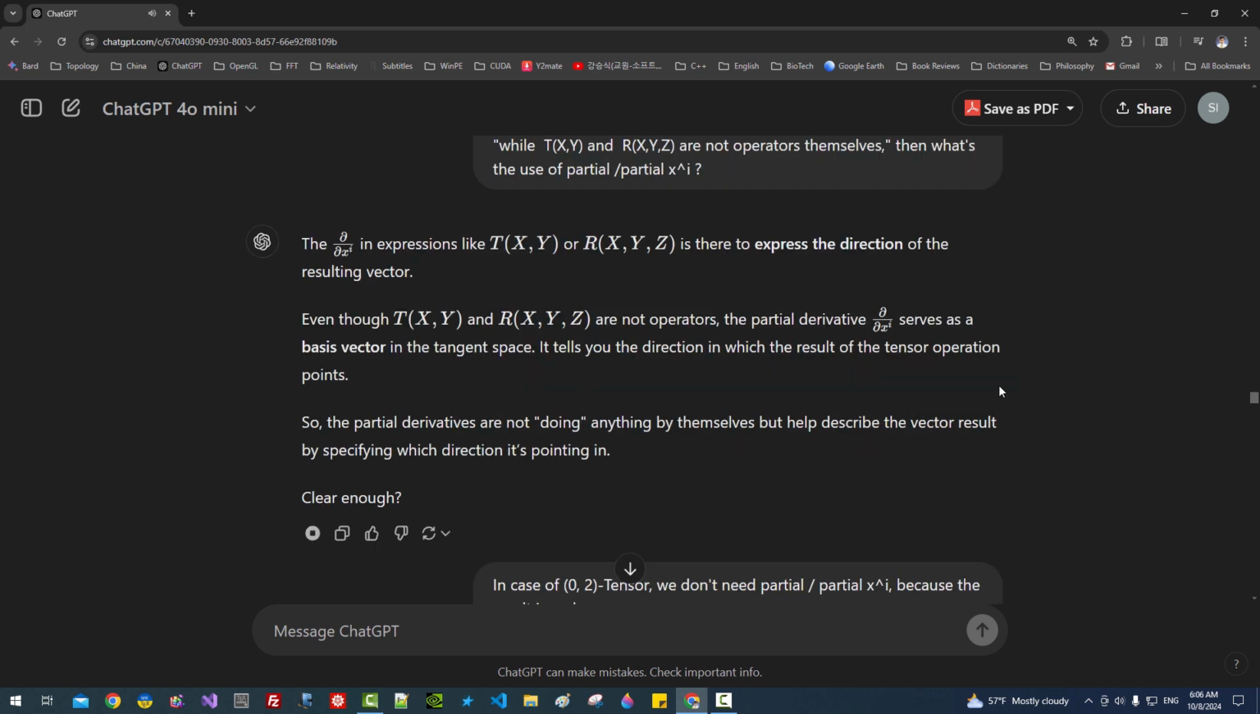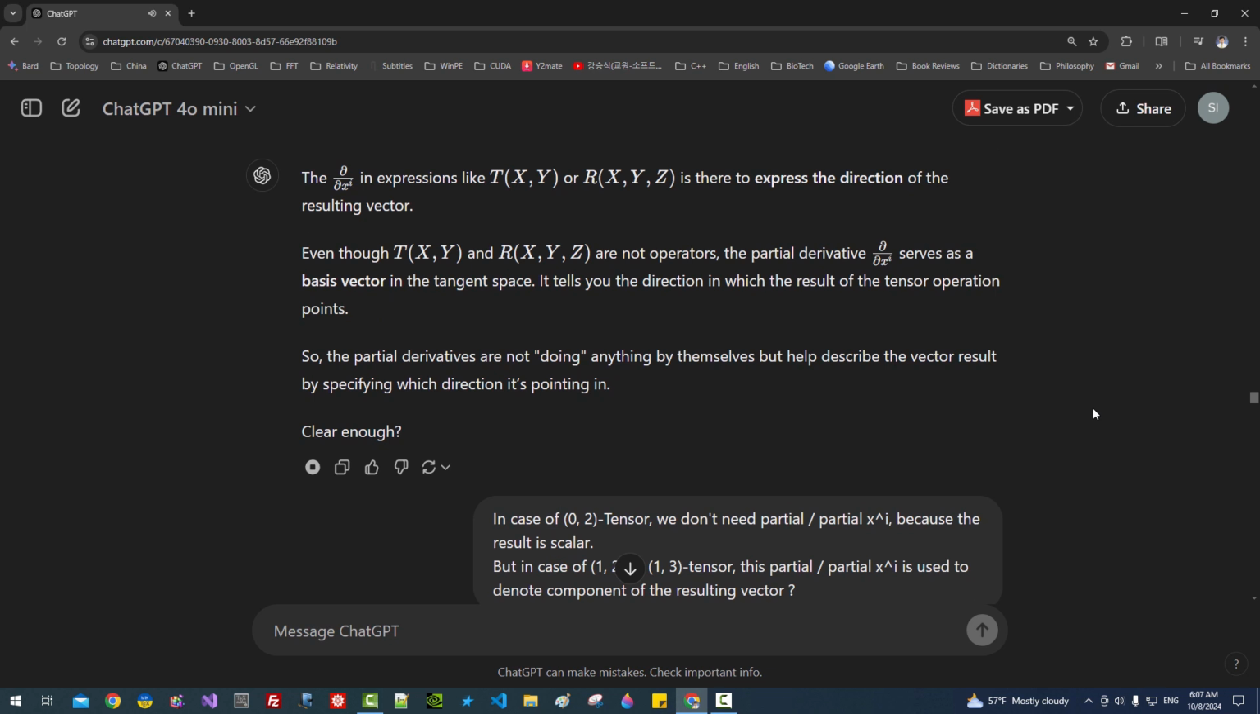The ∂/∂x^i in expressions like T(x,y) or R(x,y)z is there to express the direction of the resulting vector. Even though T(x,y) and R(x,y)z are not operators, ∂/∂x^i serves as a basis vector in the tangent space. It tells you the direction in which the result of the tensor operation points. So the partial derivatives are not doing anything by themselves, but help describe the vector result by specifying which direction it's pointing in. Clear enough?